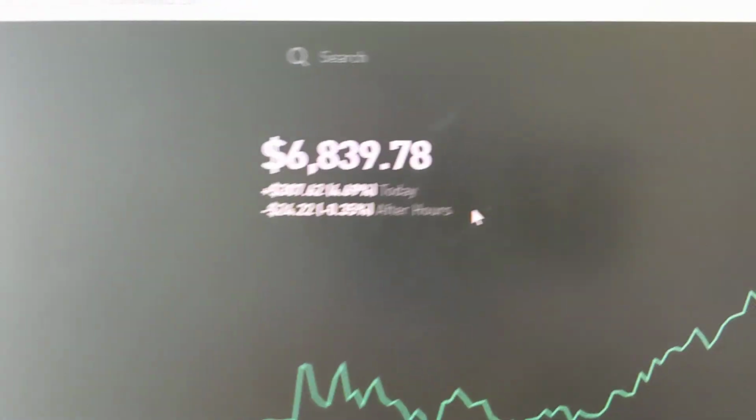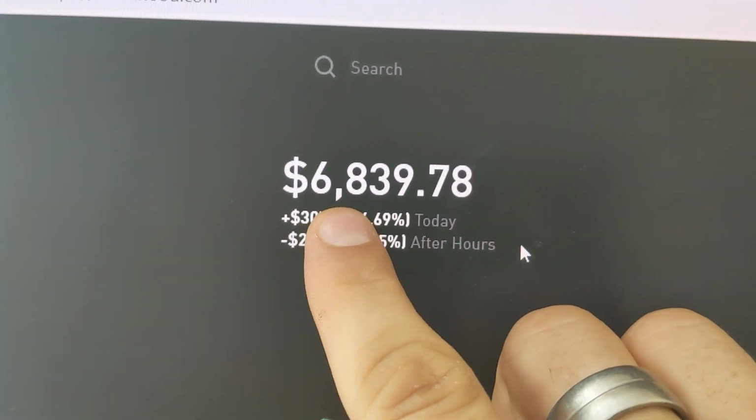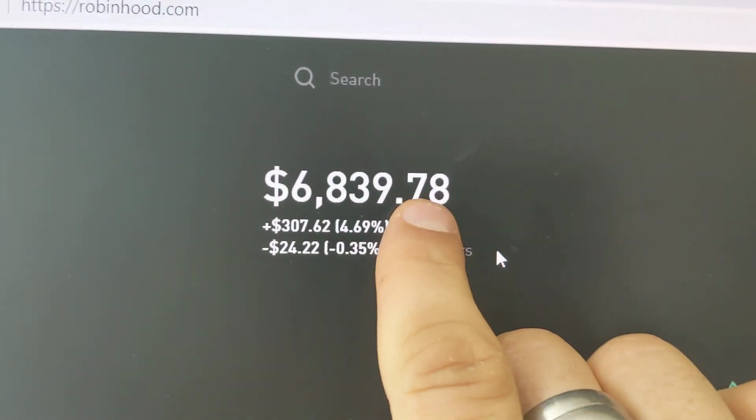My portfolio value finished $6,839.78. I was up $307.62 for the day. I had two positions. So in terms of options, I had two positions that were already open, and they were to take advantage of Tesla's earnings call that is going to be coming up in about 10 days on the 24th of July. So I put those two things in place, and they're already profitable at this point.